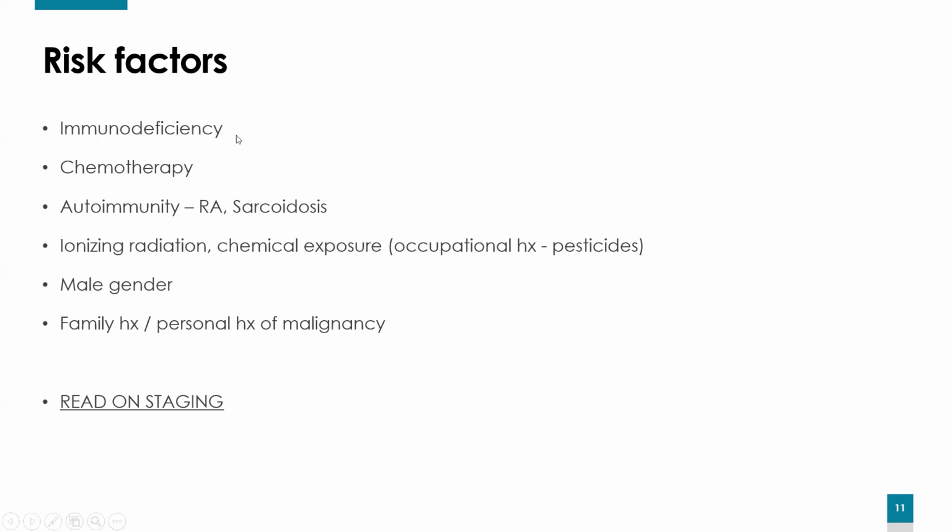So no, the patient is seronegative, right? Chemotherapy, tumor lysis syndrome, right? Autoimmunity, so rheumatoid arthritis, sarcoidosis, ionizing radiation, or chemical exposure. So this is another very important thing. In the biodata, when you ask this patient what they do for work, they tell you they are farmers. When they tell you they are farmers, you start ringing bells in your head. Pesticides. Pesticides pose a risk for lymphomas, right? It's right there in your biodata. So occupational history is a risk factor. Male gender, as I said, it's more prevalent in males, yeah. And family history or personal history of malignancy, obviously.